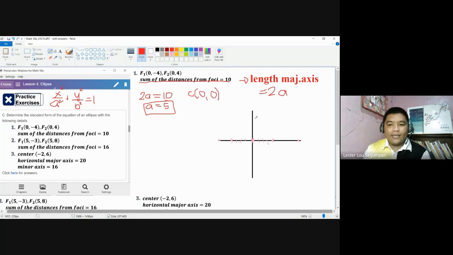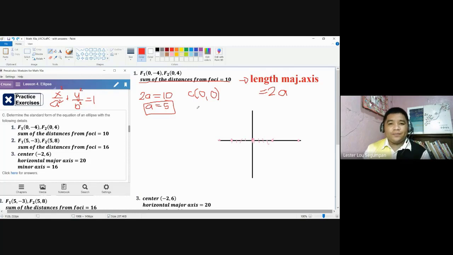Why? Again, the foci, the center, and the vertices are collinear, or they lie on the same line. If the foci are here, it's impossible for the vertex to be there, because then they would not form a line, or they would not be collinear points. So we already have the center, and we already have a.